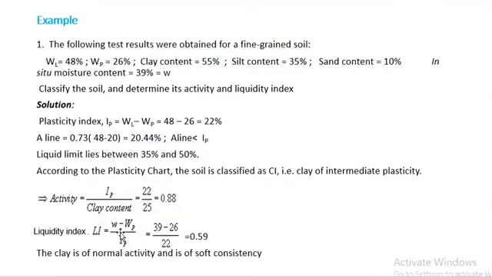Liquidity index means (W minus WP) by IP. Here the natural moisture content is 39% and WP is 26%, divided by 22, so it's 0.59. So the clay will be of normal activity and soft consistency.